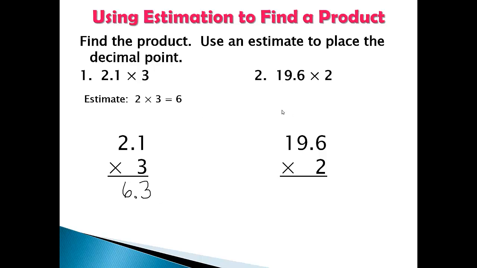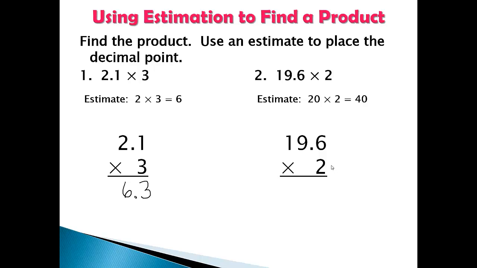Now for number 2, we have 19 6/10 times 2. If we estimate this, we'll say that 19 6/10 is about 20, so we'll have 20 times 2, which is 40. So we know our answer should be close to 40. So now we'll go ahead and multiply this out.